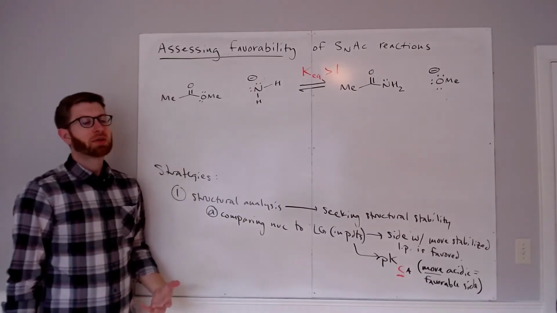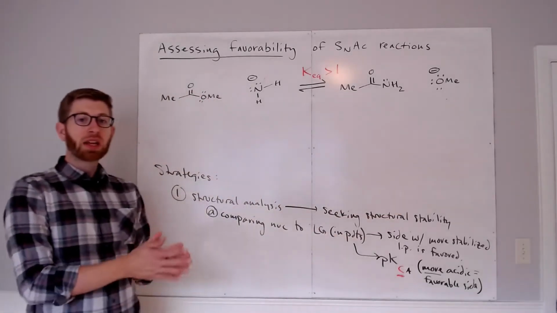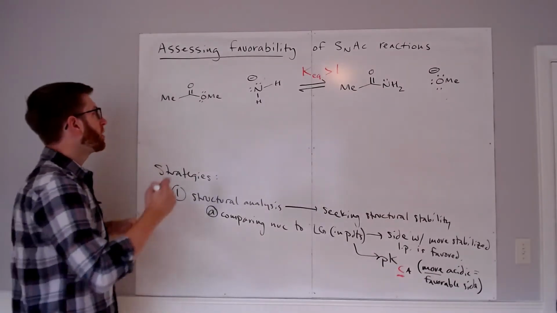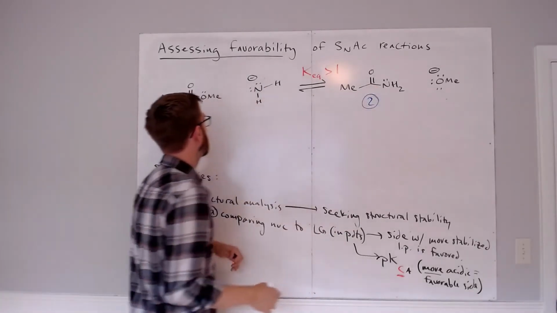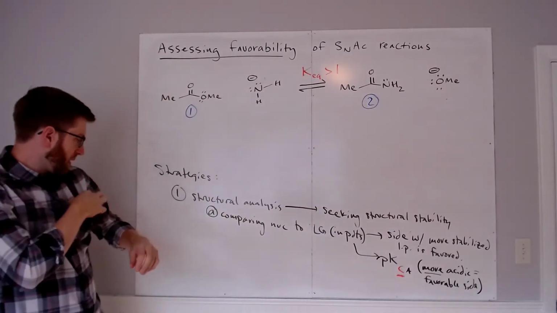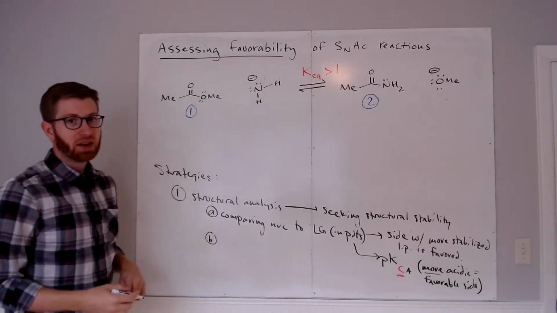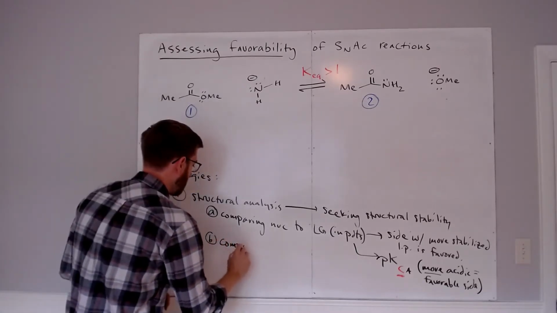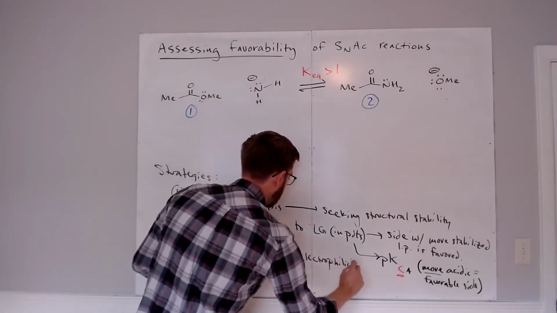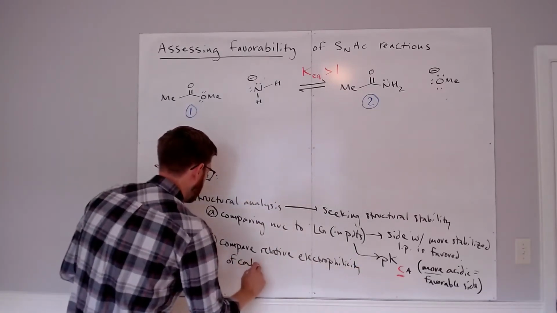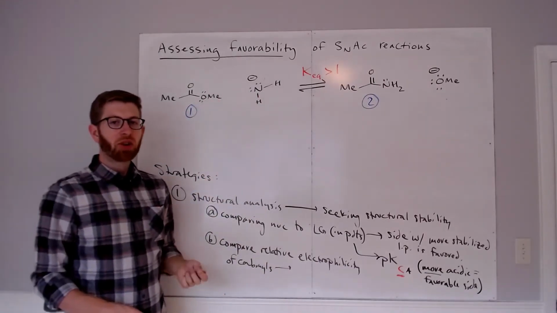But of course, there's another way to do this. Instead of looking at the nucleophile and the leaving group, we could look at the carbonyl reactant versus the carbonyl product. So that would be another likes-comparing-to-likes kind of assessment. For ease of discussion, I'm going to number the reactant carbonyl compound 1, and I'm going to call the product carbonyl compound 2. So compound 1 is an ester, compound 2 is an amide. And in this case, we can compare the relative electrophilicity of the carbonyls. And in particular, the side of the equilibrium with the less electrophilic carbonyl will be favored.